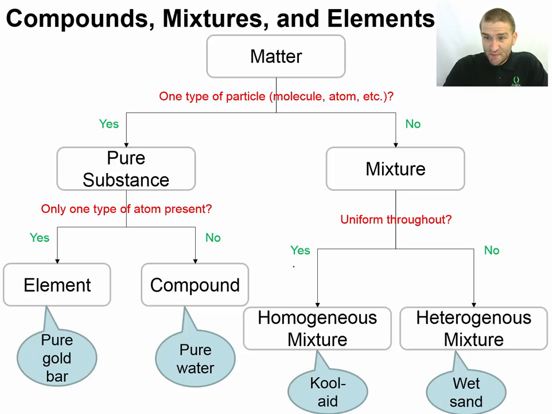Now, if it's a heterogeneous mixture, that'd be something like wet sand, where you do have spots that are just silicon dioxide, the sand. You're going to have spots that are just water molecules, and that's going to be a heterogeneous mixture. So these four endgame terms are the ones you really need to be able to distinguish: element, compound, homogeneous mixture, and heterogeneous mixture.